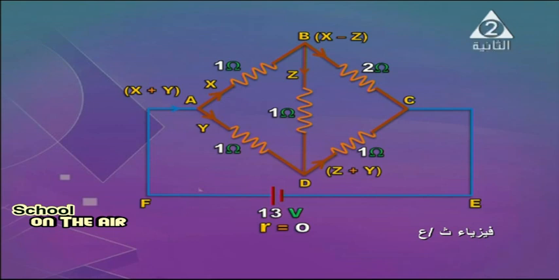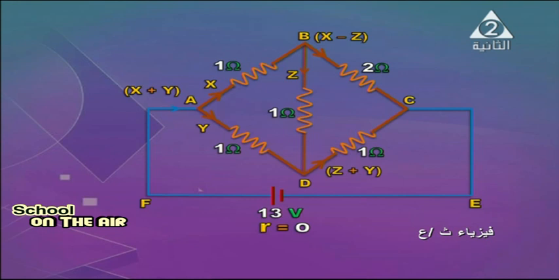Assume a portion of this current X divides into Z that flows into the 1 ohm resistor in the middle, and the rest, X minus Z, flows through the 2 ohm resistor. Once again, let the total current be X plus Y. X flows through the 1 ohm resistor, Y through the arm AD. The current at B divides into Z, and the rest of X flows through the arm BC.